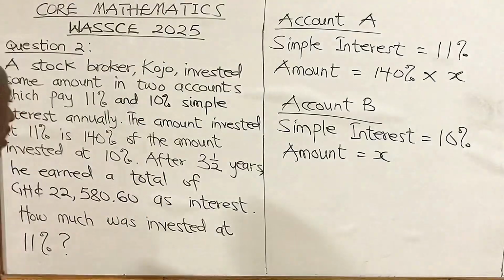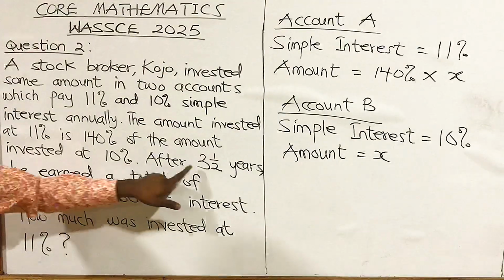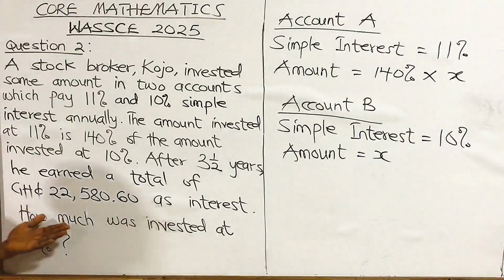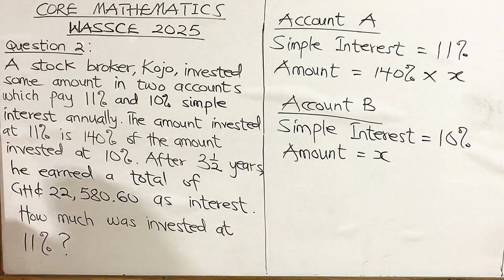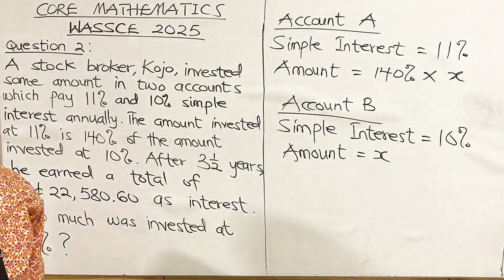All right. Now the question continues by saying that after 3.5 years, he earned a total of 22,580 Ghana cedis 60 pesewas as interest. So how much was invested at 11%? Now we are going to use what we have here to find the answer quickly.